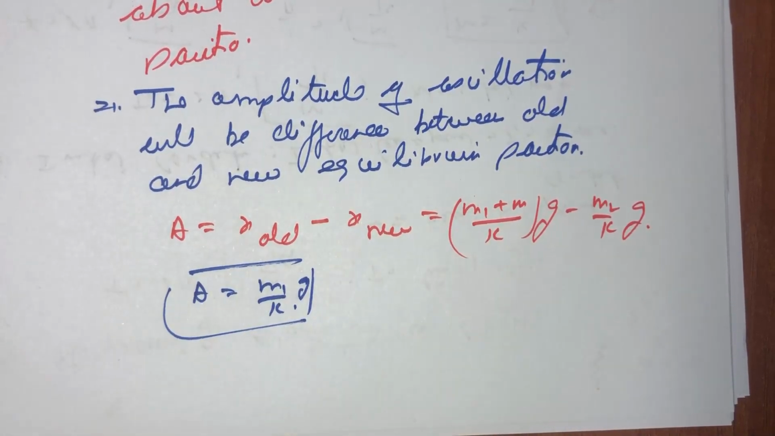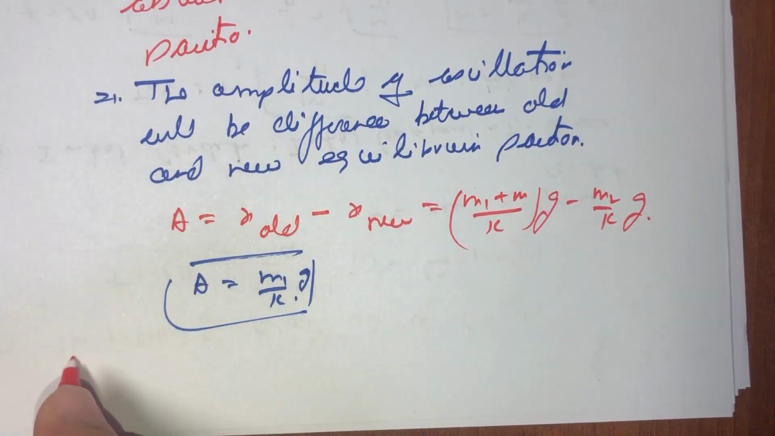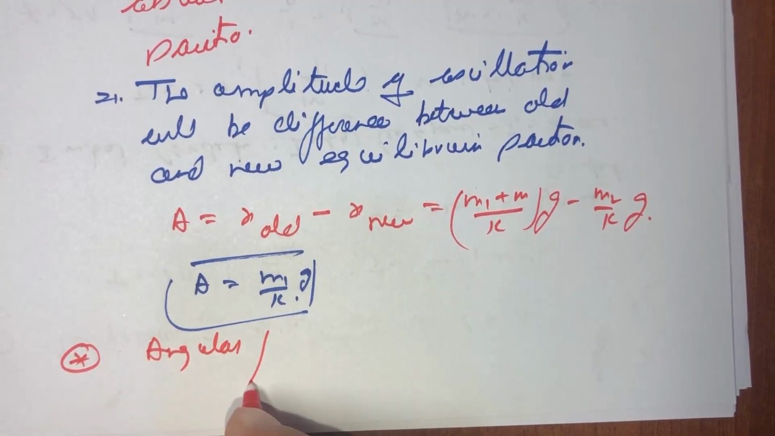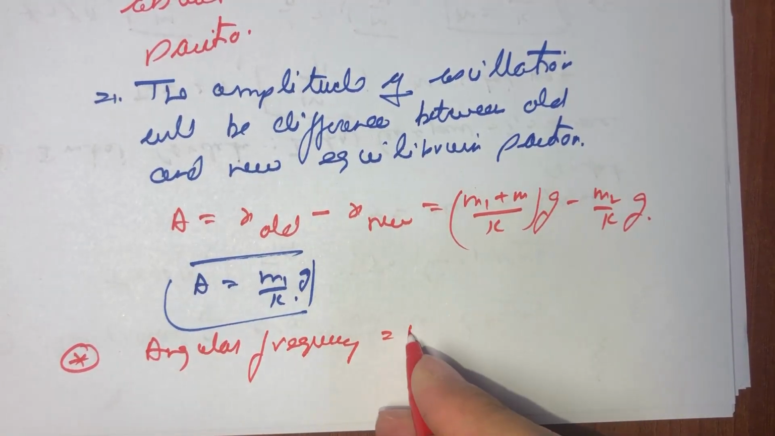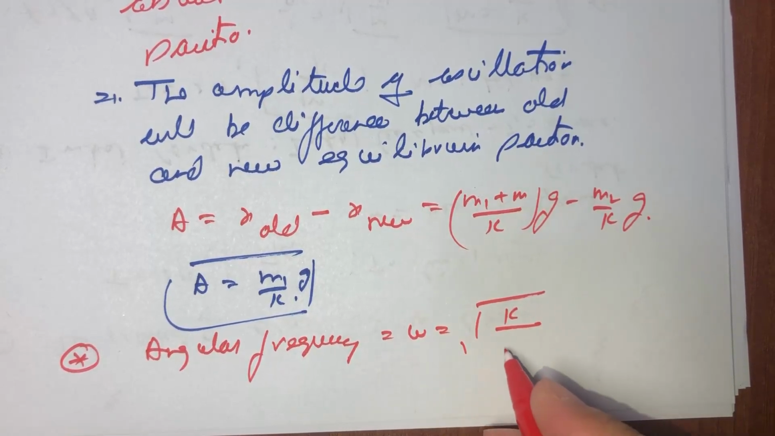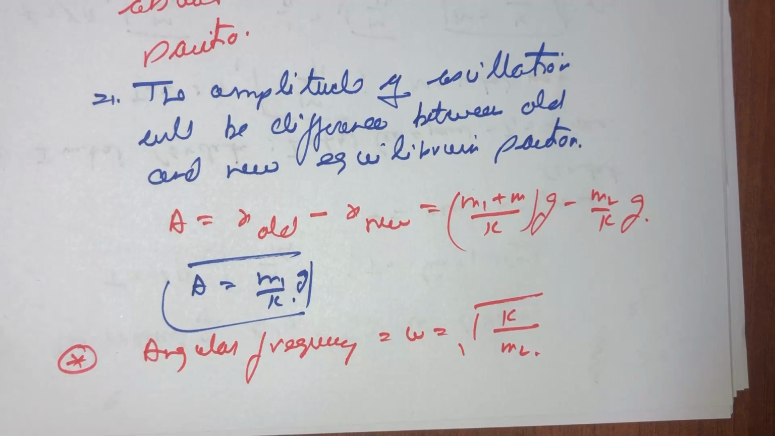And we are also supposed to find the angular frequency. Angular frequency omega will be equal to the square root of k divided by m2. So this completes the question. Thank you.